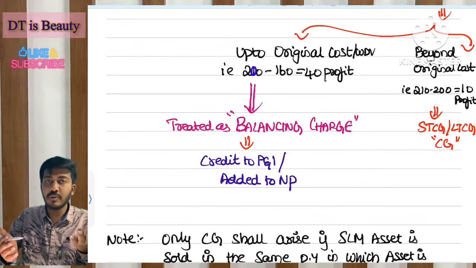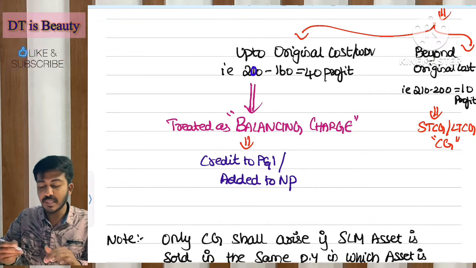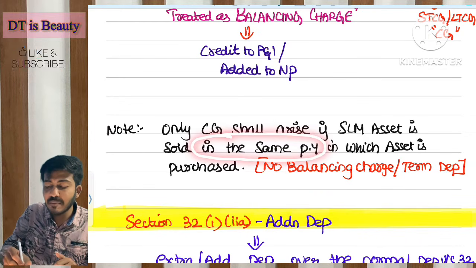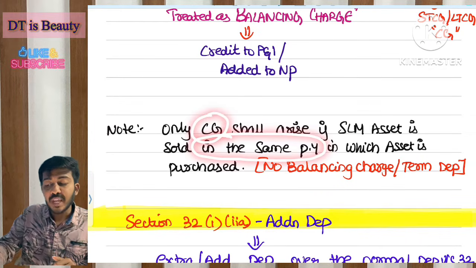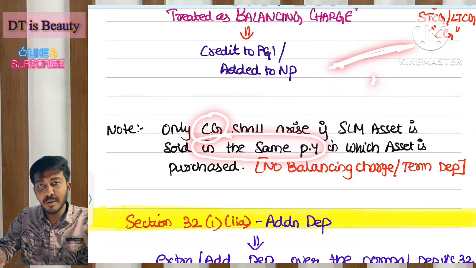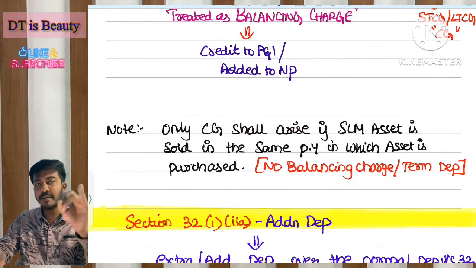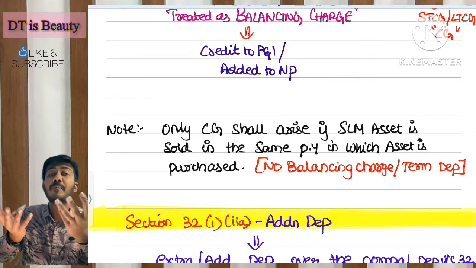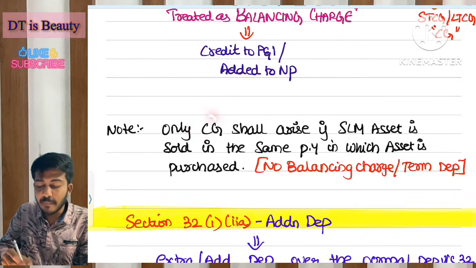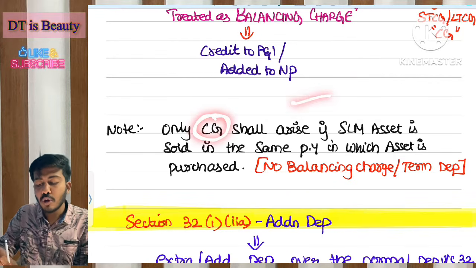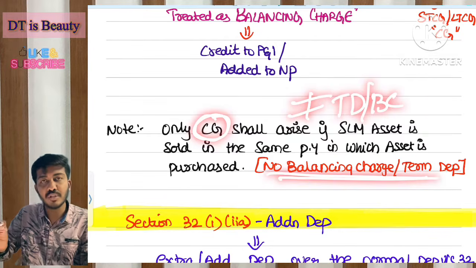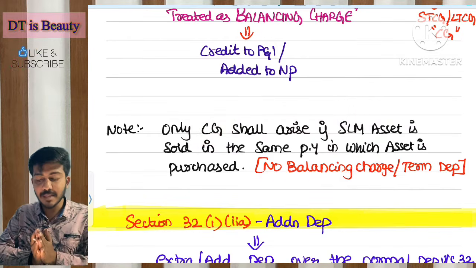We have learnt about WDV sales as well as SLM sales. Only capital gains shall arise if the SLM asset is sold in the same previous year. If the SLM asset is sold in a different previous year, you will get balancing charge, terminal depreciation and capital gains. But if you buy in the same year and sell in the same year, then what happens, sir? Nothing will happen. Straight away capital gains comes. No concept of terminal depreciation or balancing charge. Simple. Following the concepts? Okay.